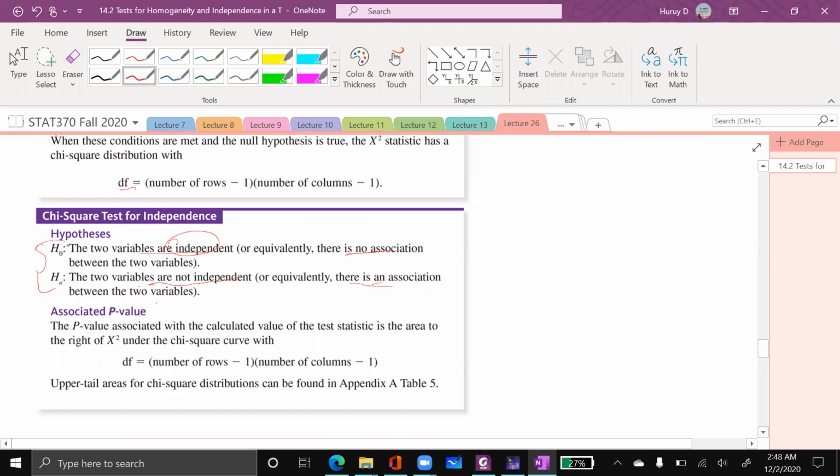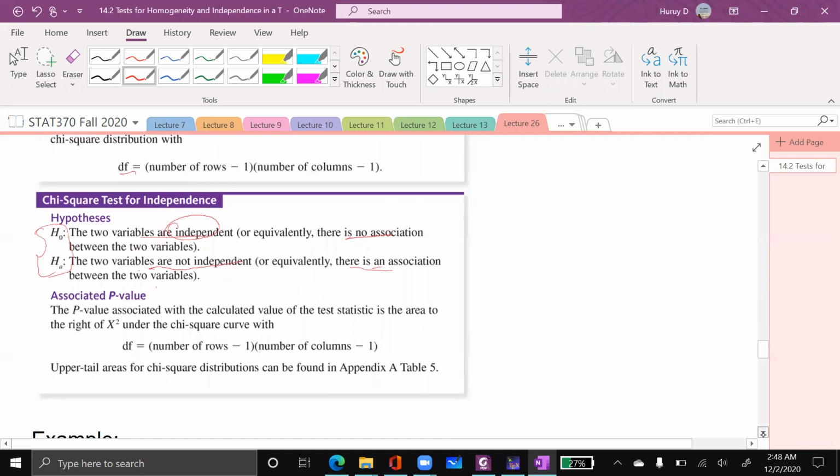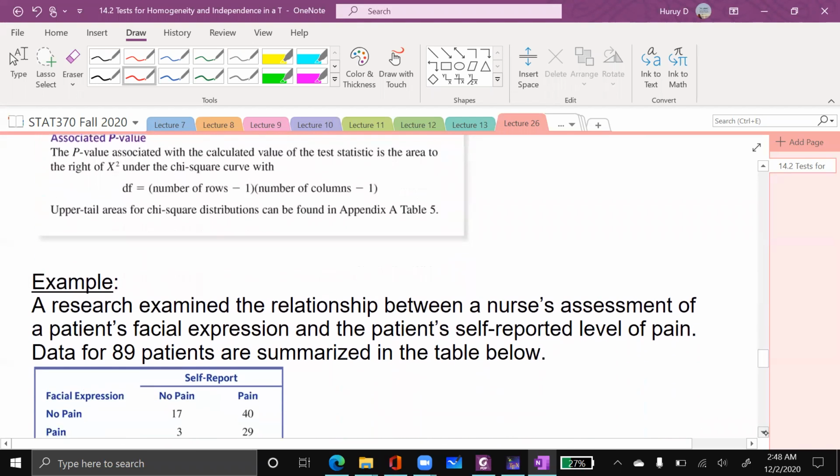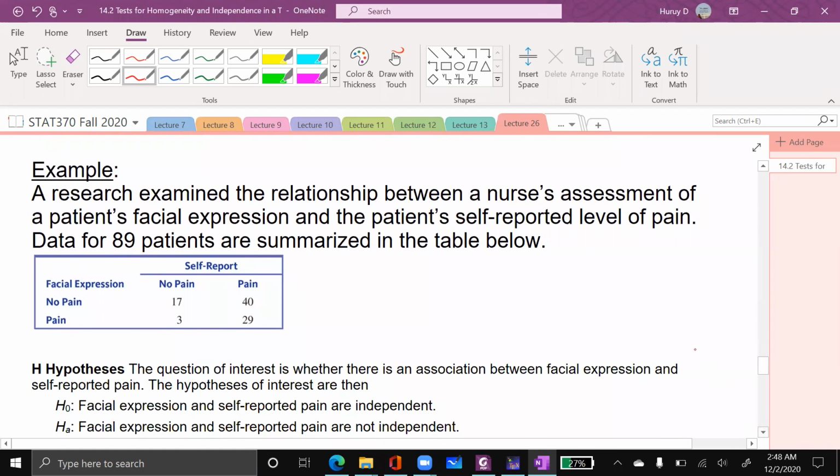Otherwise we have to be careful whether it's a test for independence or a test for homogeneity, because they are very similar. And the way you set up the table is very similar. It's a two-way frequency table. Now let's consider this example.